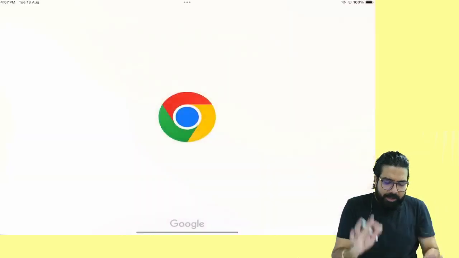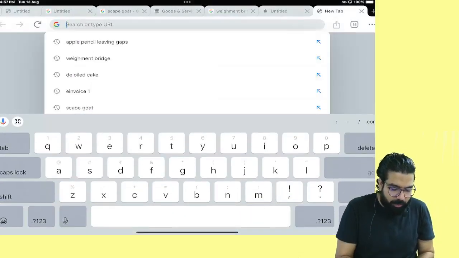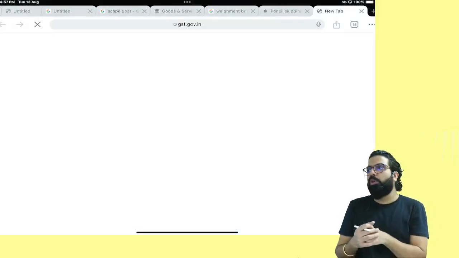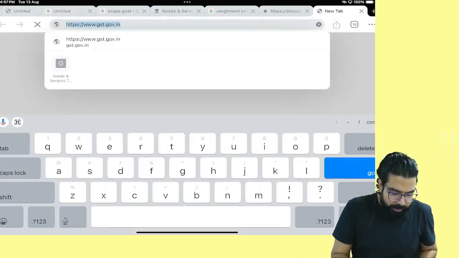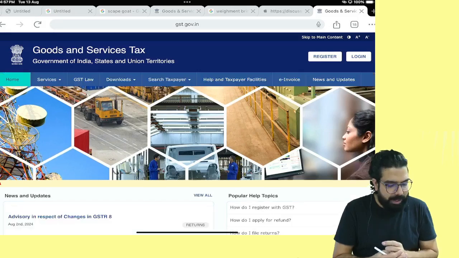Very simple it is. I will just show you over here so that you can remember it easily. You just have to go to gst.gov.in. Very fast. Oh no. Okay, you have to go to gst.gov.in. Work, website, work. Internet is not there, is it? It is there only.